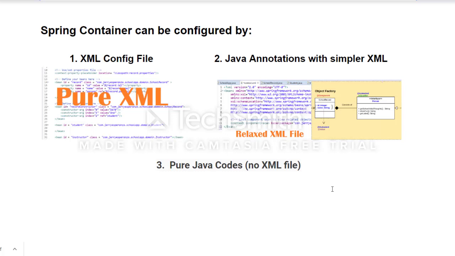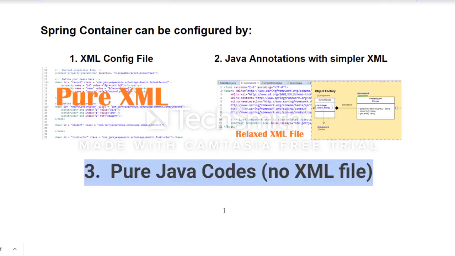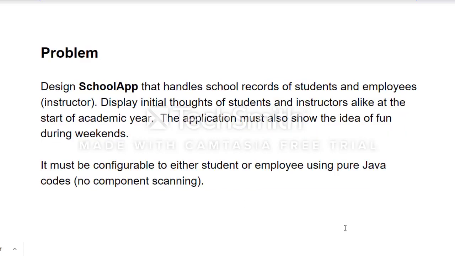As we have discussed before, Spring Container can be configured either by XML configuration file, Java annotations with a simpler XML, and last but not the least, this time, we're going to use pure Java codes and will not use any XML. Still, we're going to work on a school app that uses a Java codes configuration class.